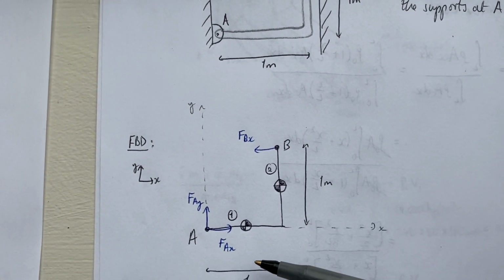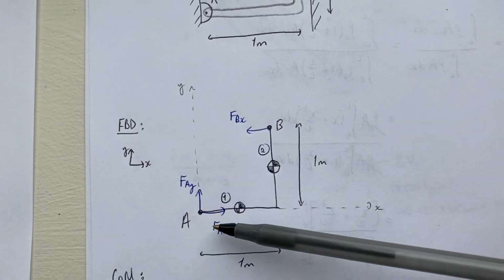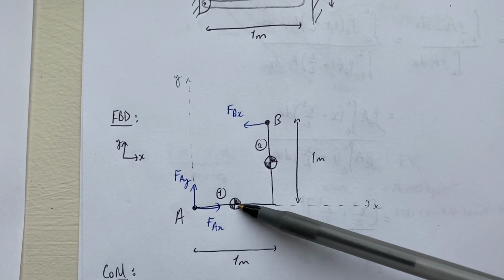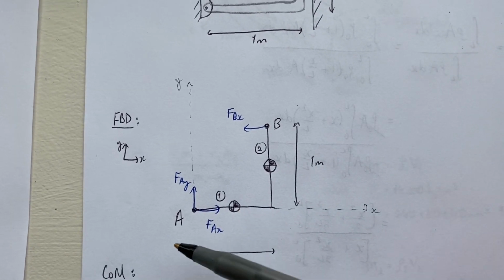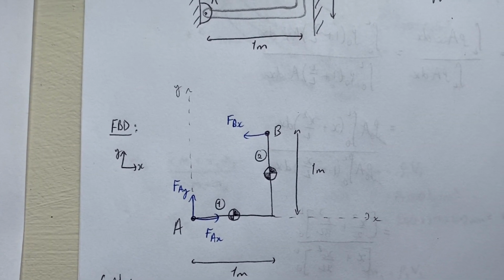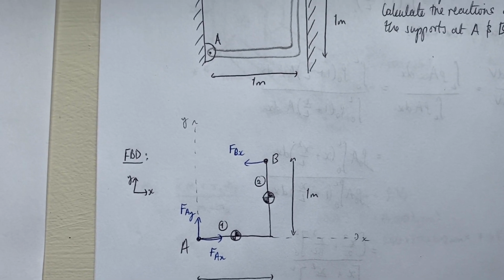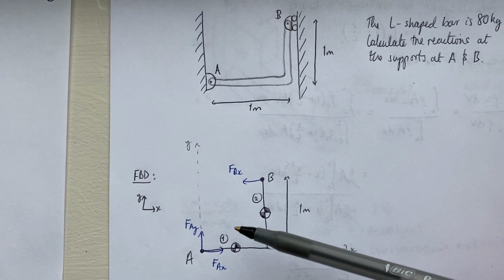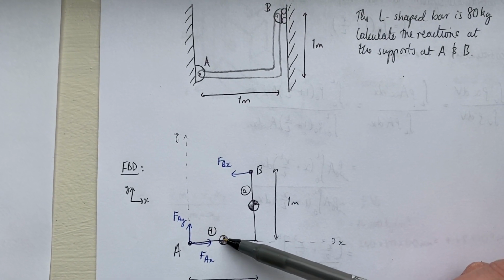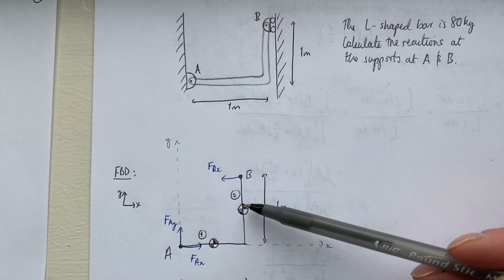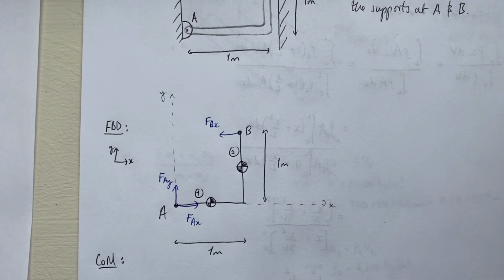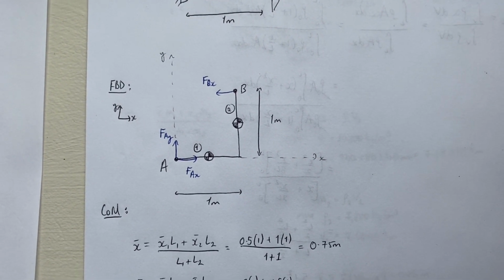And I've put on my dimensions that I know, I've put on a coordinate system, and what I'm going to do for my center of mass calculations is assume that point A is at the origin of my coordinate system. So I'm going to have to split this up into two pieces. This is going to have a center of mass, and this piece is going to have a center of mass as well. So let's work out where that center of mass is.